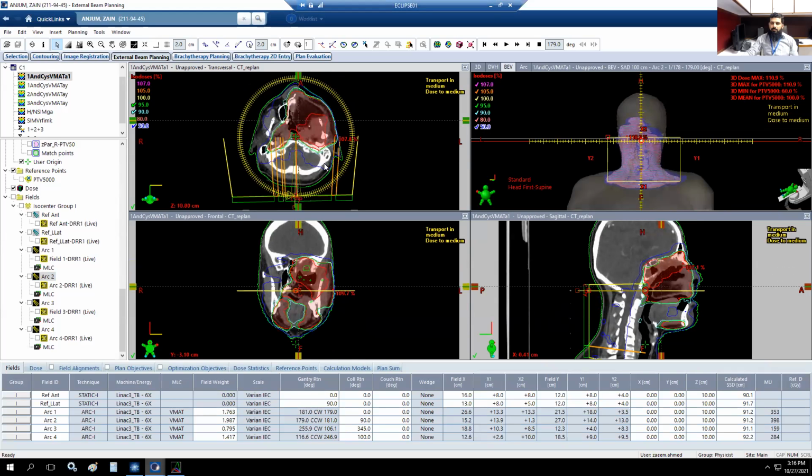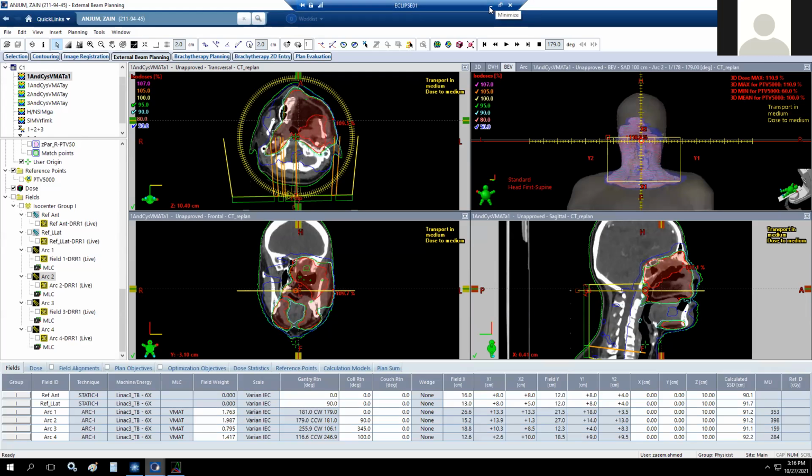If the physician asks why our coverage drops, we can explain to them, or you can also define it by introducing some helping structures and defining their priorities. So we can try that if physicians are not happy with this plan.